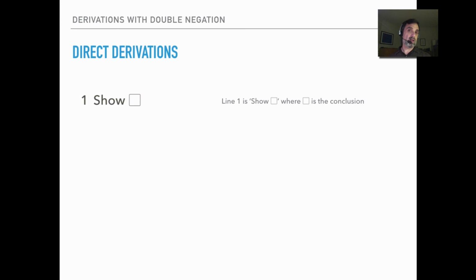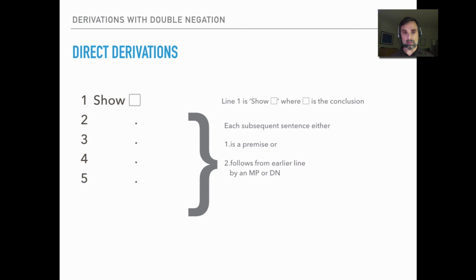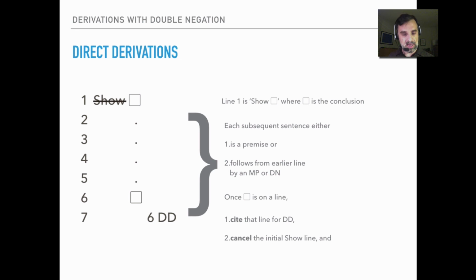Our derivations are going to have a slightly different structure now. We're still going to have the same beginning. We're always going to say show, and then the conclusion in a box. That's what we write. And then we put in more lines. Each subsequent line is going to be one of two things. It's going to be a premise, or it's going to follow from an earlier line or lines by, well, it was modus ponens, but now it can follow by either modus ponens or double negation. So that step where we apply the rules has gotten a little bit more complex, because we have to look not just for applications of modus ponens, but also for applications of double negation. Eventually we'll get the conclusion, and then we will still apply DD, and we'll be done. We'll get to cancel the initial show line, and we'll get to box the derivation.